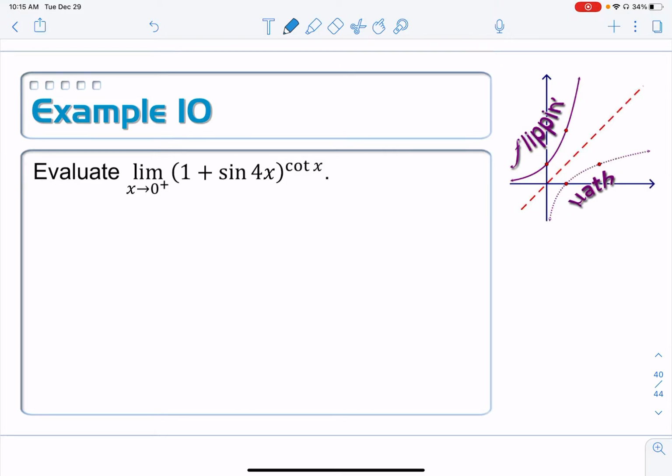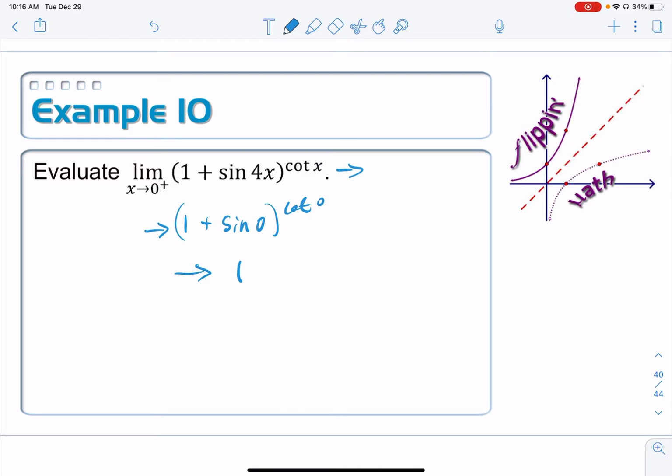We want to take the limit. First thing to do is just go ahead and do some direct substitution in here. So if I plug in 0, I get 1 plus the sine of 0, raised to the cotangent of 0 power. The sine of 0 is 0, so I just get 1 on that part. And then the cotangent of 0.